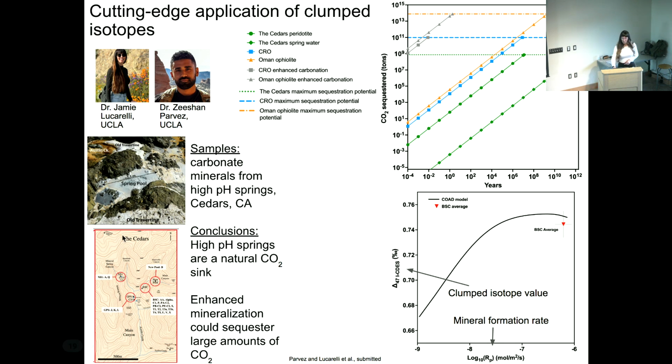So what we did is we used our clumped isotope delta 47 value, which is related to the rate of mineral formation. So we used modeling and measurements to determine the rate that these minerals were forming at, and then we used those values to inform this right here on this plot, which is the amount of CO2 sequestered in tons. So that's the amount of CO2 removed. And then you have years. So going forward in geologic time, basically, how much would be removed naturally? And then if we were to artificially enhance this, how much could we remove?